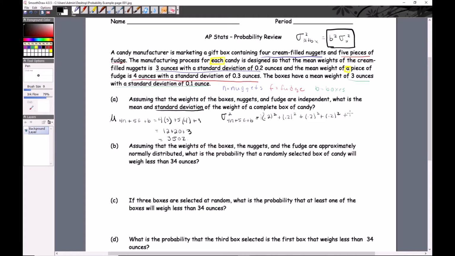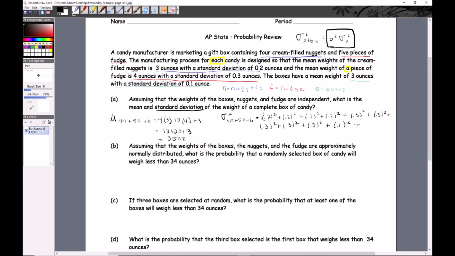And then it's 0.3 standard deviation for your fudge, and that'll be squared. There's a 1 here that's also squared, but we're just not putting it. All right, and I think we have 5 of those. So let me just keep putting them here. So 0.3 squared plus 0.3 squared, that's 4. Plus 0.3 squared. So there's 5 of those, plus your box has a standard deviation of 0.1. So that's 1 times 1 squared times 0.1 squared.